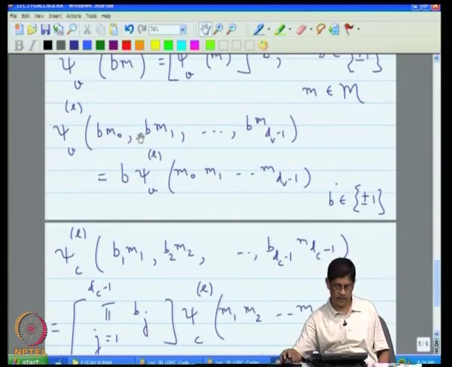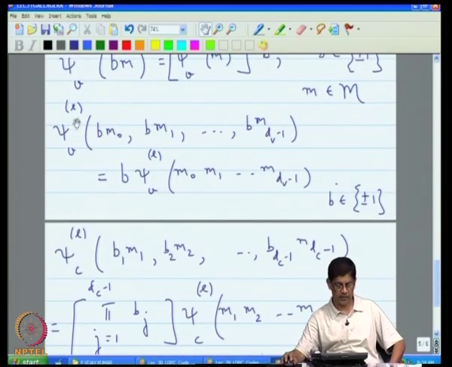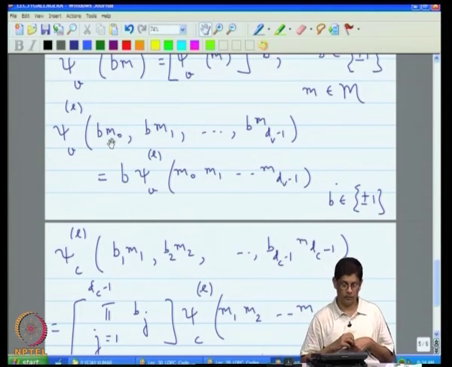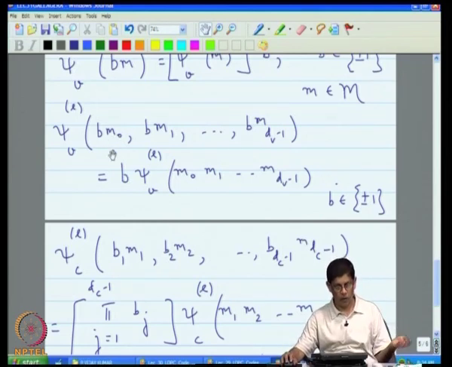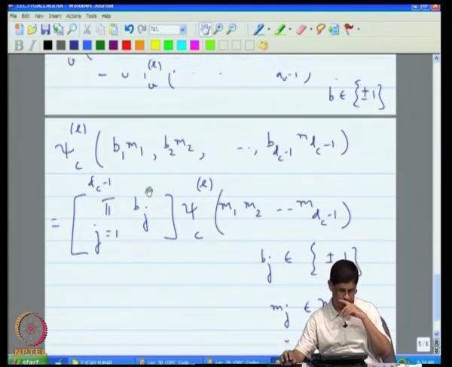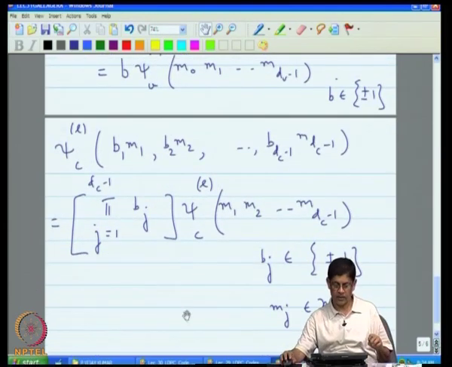So, that is what this is saying: if each of the incoming messages, including the message that comes from the output of the channel, are all multiplied, say, by -1, then the message that the variable node is going to send out will also change its sign. At a check node, it is a little bit more complicated.